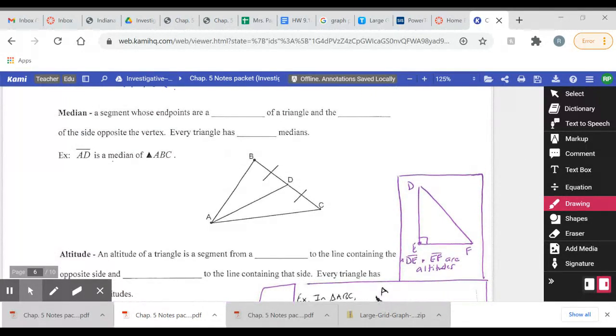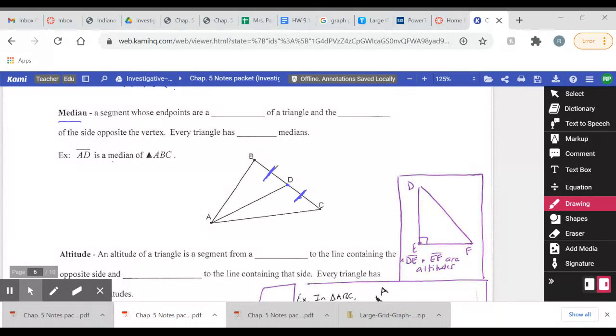All right, next one is median. If you think of the word median in everyday life, I think of like the median down the middle of the road, and I think of middle. So in this case, if I look at the picture, I can see that coming from point A to point D, D is right in the middle of B and C, and I can tell that it is because of these congruent marks right here.